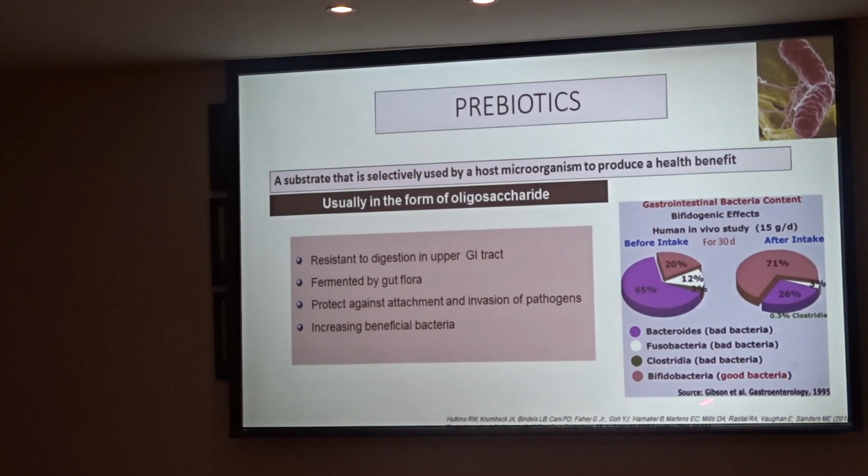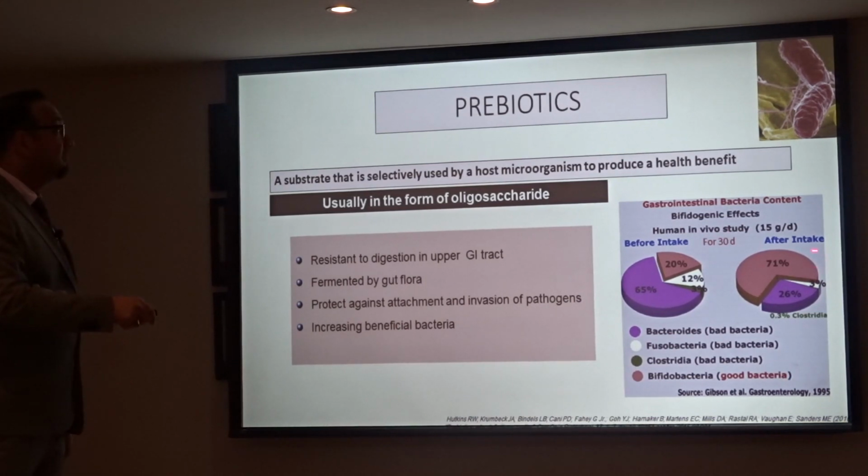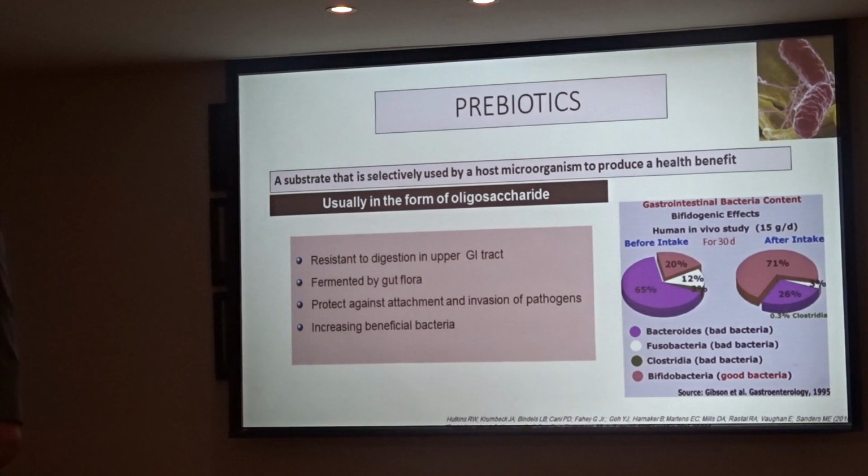In this study, we can see that the bacterial flora in the intestine, before starting the prebiotic, was predominantly Bacteroides, 65%. After giving 15 grams per day of prebiotic to those volunteers, after 30 days, the bacterial flora changed to 71% bifidobacteria, which is the beneficial bacteria. So this is what's called a prebiotic. It means it enhances the growth of beneficial bacteria.